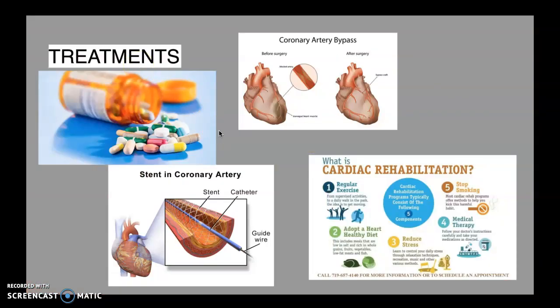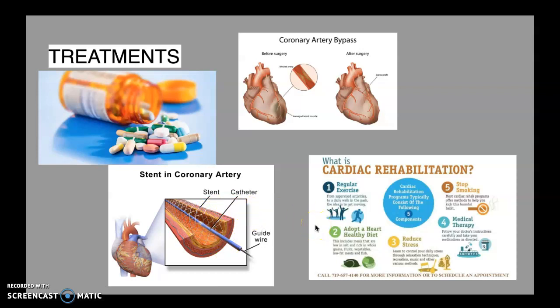There are different types of treatments that can help myocardial infarctions. According to the American Heart Association, treatments include medications or coronary artery bypass, when they go in via surgery and take out the blockage, or via a stent in the coronary artery, where they go in with a laser and stent in your artery and try to open up the blockage of the arteries. And they put in a catheter sometimes.